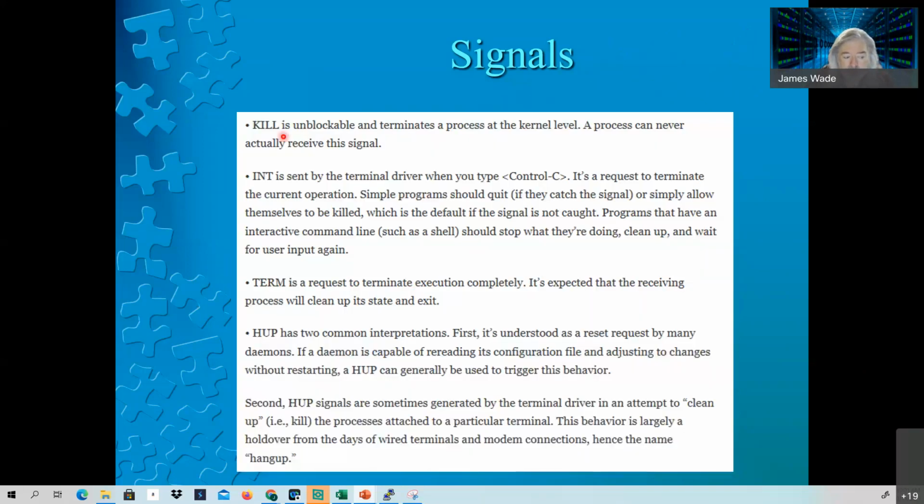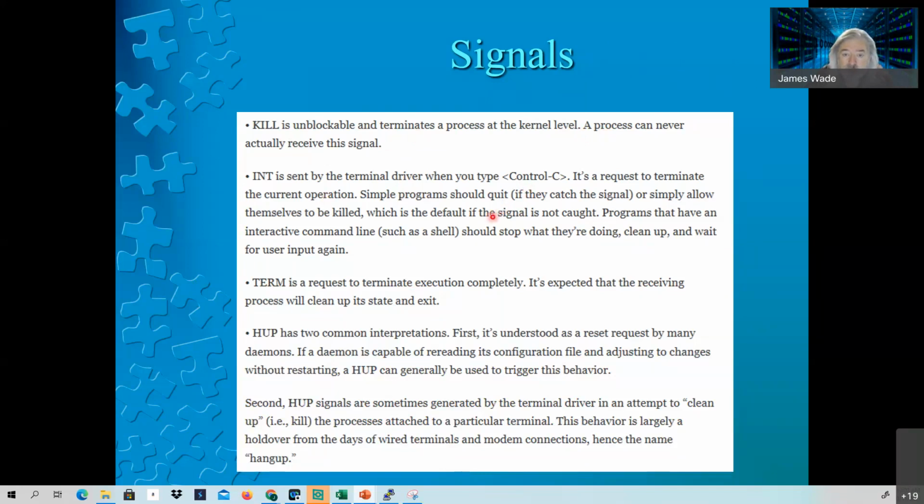So the kill, which is -9, it says a process can never receive a signal. It just tells the kernel to terminate it. Stop it immediately. Init is sent by a terminal driver when we do Control-C. It's a request to terminate the current operation.